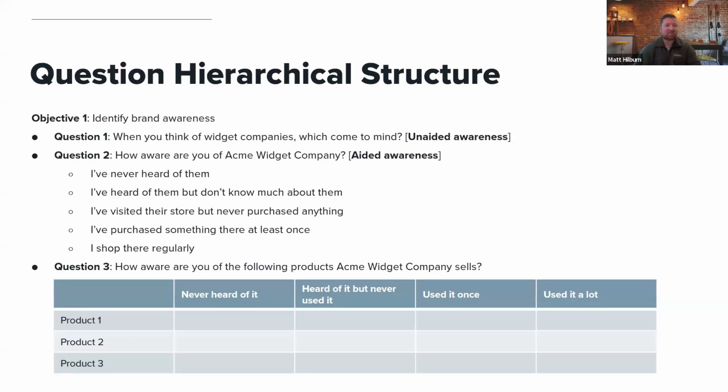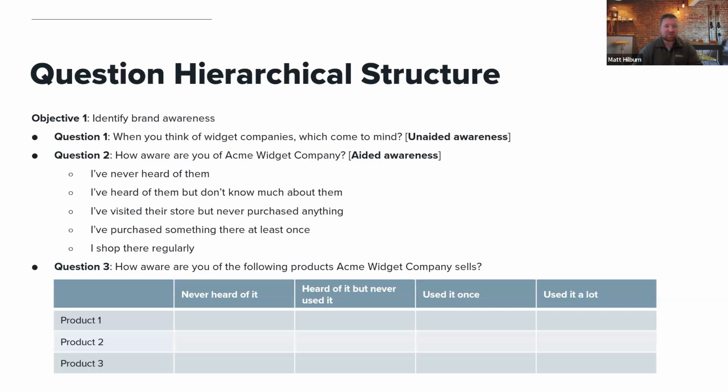What does this look like? So we've got our objective up here, and I've made just sort of a generic example here. Objective one is we want to identify brand awareness. So now that we have that objective is when we finally start even thinking about writing survey questions. And our exercise here is to say, what questions do we need in order to address that business objective?